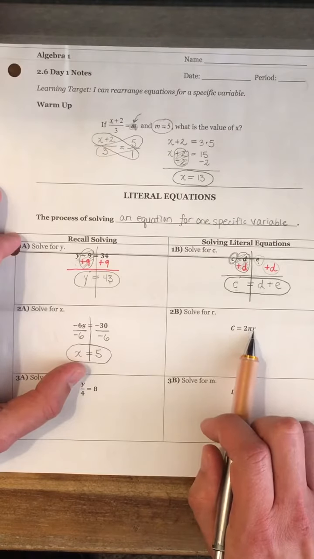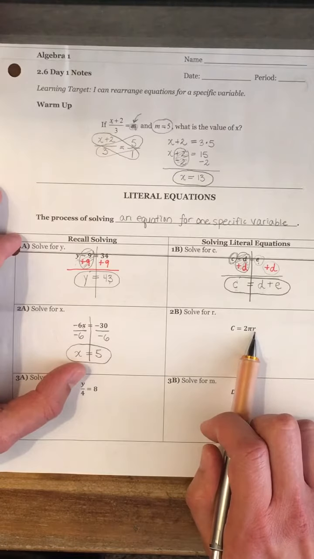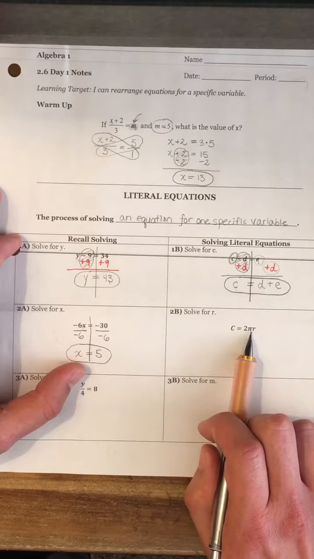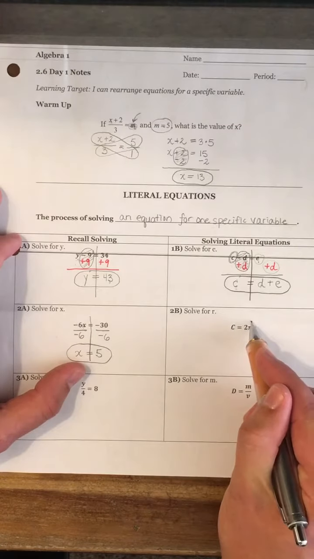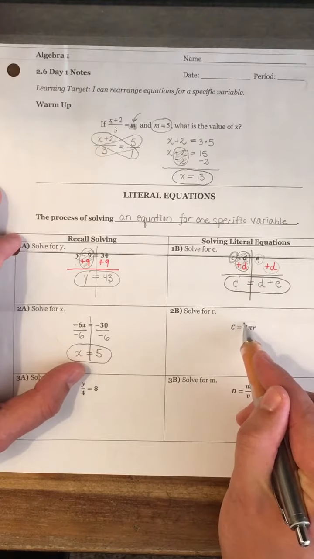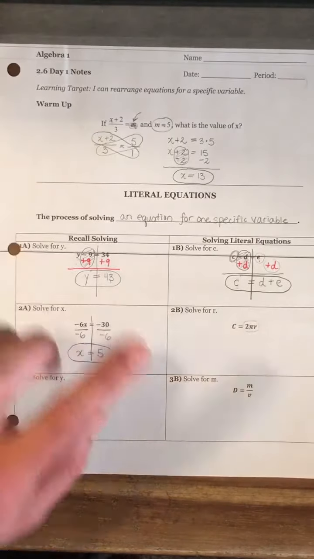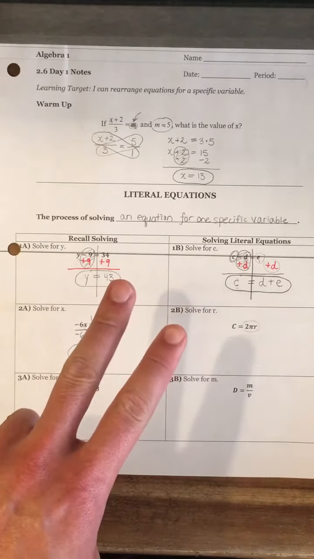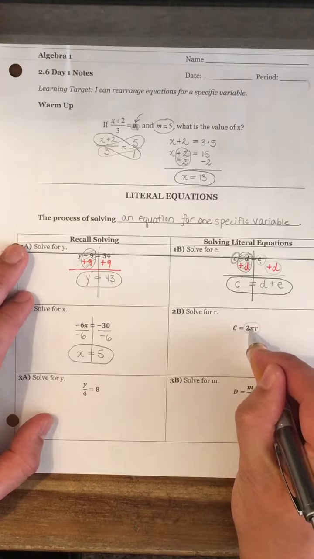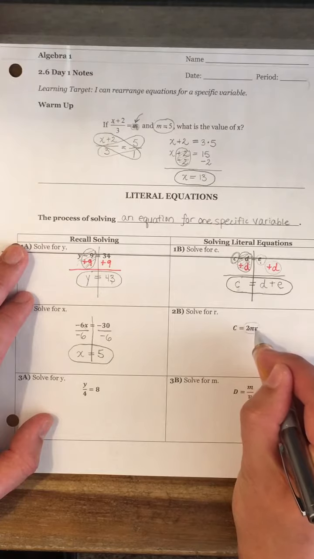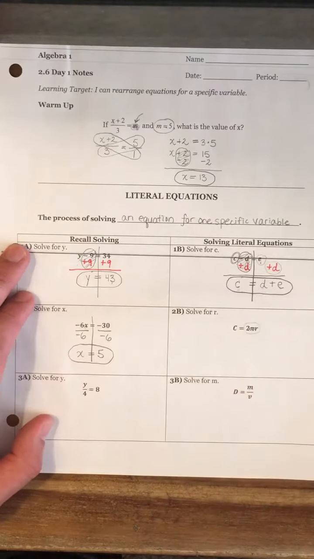So I want this r to be all by itself. The problem is I have a pi right next to it and I have a 2 right next to it. Now this is all one giant term. Remember, terms are just separated by addition signs, subtraction signs, or equal signs. There's just straight up multiplication between this number 2 and pi and the pi and the r. So this is, again, one giant term.